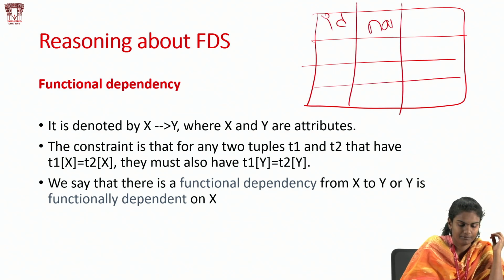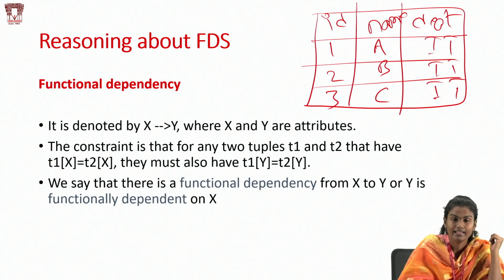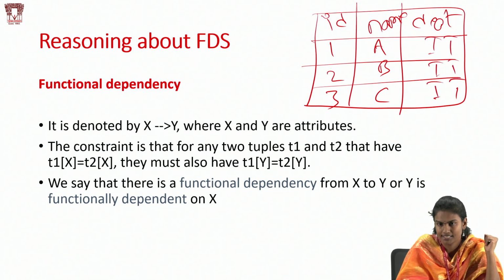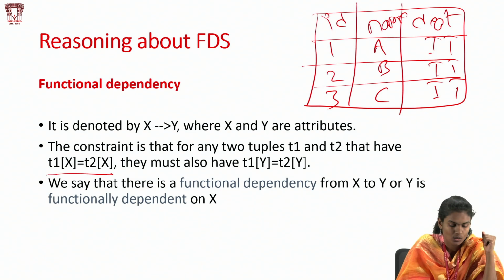ID, name, department. Let's assume like this. ID is 1, 2, 3, name A, B, C, department IT. Let's assume. In this case, this functional dependency clearly states that where T1 of x equals T2 of x, if this exists, obviously T1 of y equals T2 of y should be possible.